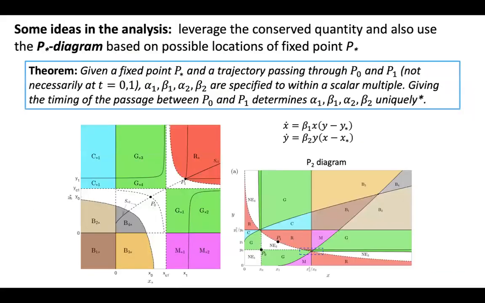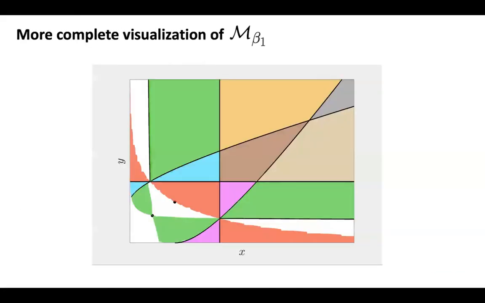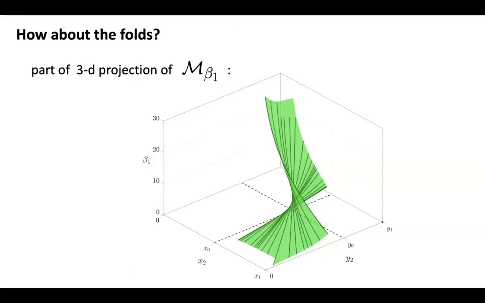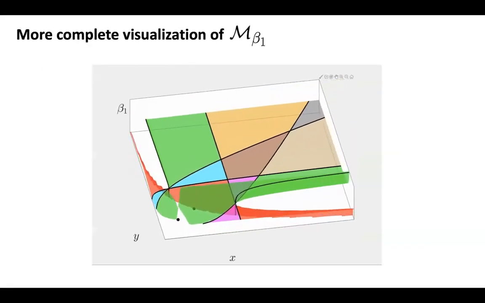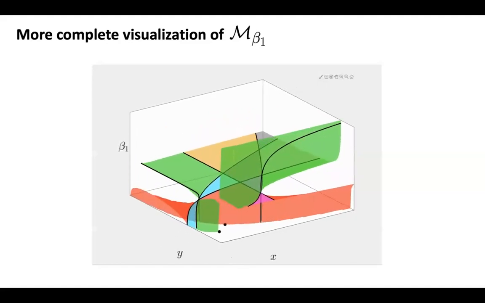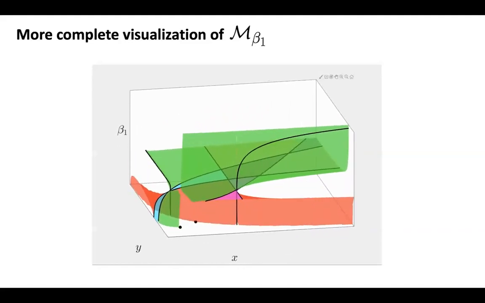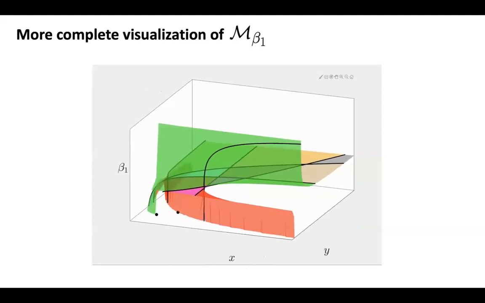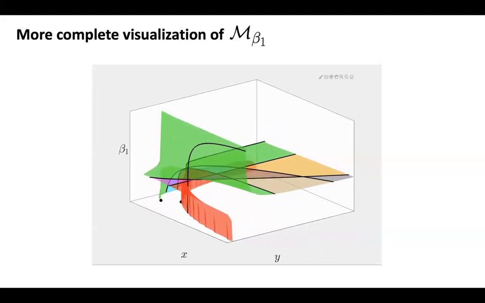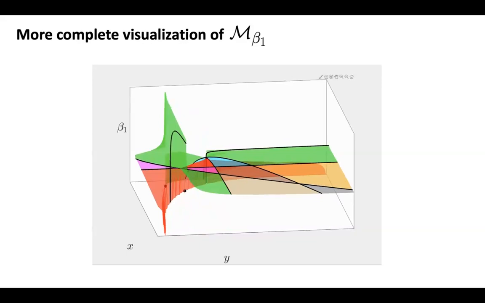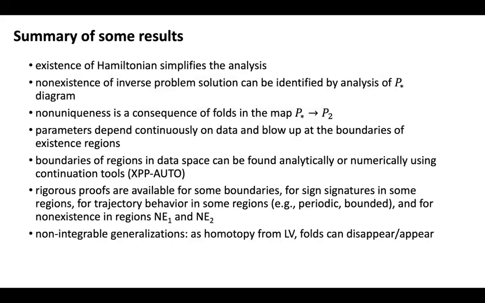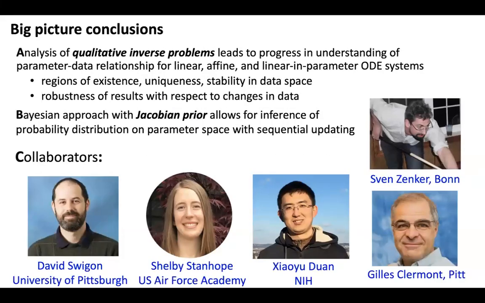So let me go ahead to my final slide. This is a picture of the fold. And it's super interesting to look at how it perturbs when we start moving away from the integrable case in Lotka-Volterra. See the movie of the folds. Not so clear even with the movie, but the manifold is actually blowing up in the beta 1 direction. Yeah, but anyway, big picture conclusion.